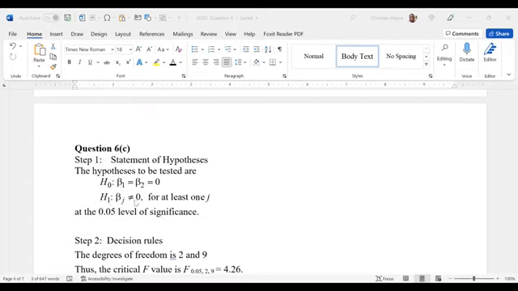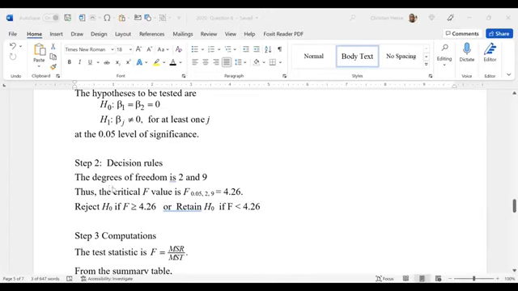And H1 says that at least one of the betas is not equal to 0. So we are testing at the 0.05 level of significance. So now the decision rule.